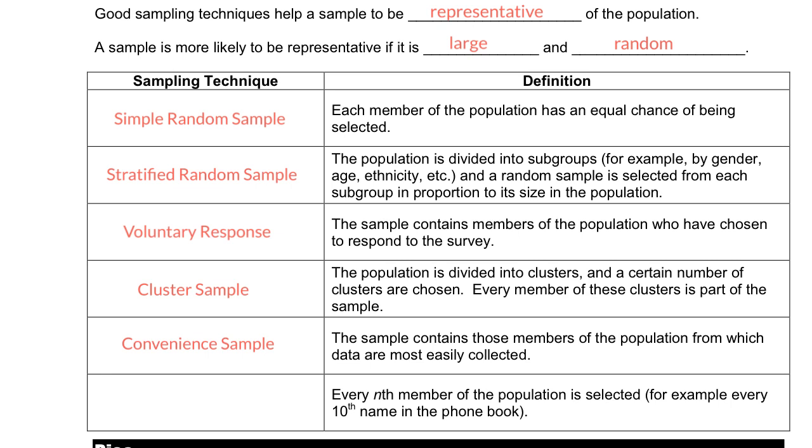A convenience sample contains just members of the population where it's easiest to collect data from them. And a systematic sample is when every nth member of the population is selected. So, for example, every 10th name in the phone book. Or you could think of, I have a class list of all the people in my class. I could just choose every third person to sample. That would be a systematic sample. We'll do some examples of these later to identify which sampling technique was used.